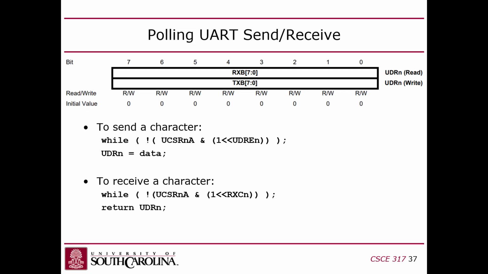So to send a character, this is an example of reading a control bit. In the UCSRnA, the first control register, there's a bit that tells you whether the data register is ready to send. So you have this while loop that just does a busy wait until you're ready to send. And then to send, you can take the data that you want to send, which would be 1 character in this case.